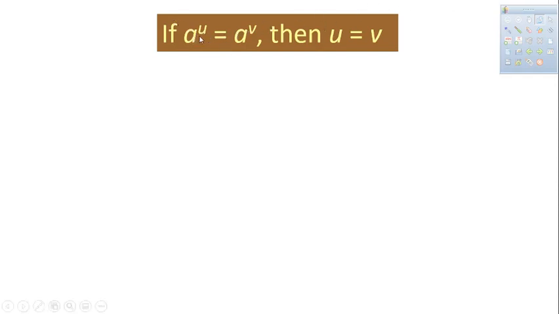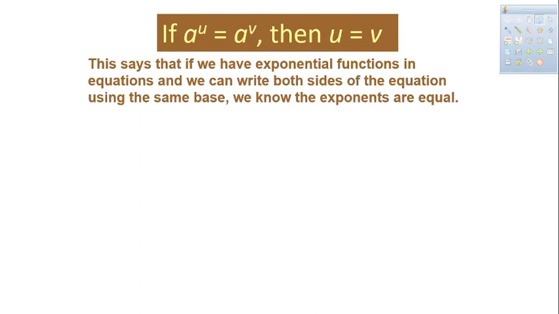If a to the u is equal to a to the v, then it's because u and v are the same. If you get the same output, it's because you plug in the same input. That's a one-to-one property. How does that work for us? That allows us to solve certain exponential equations. Here's an example. 2 to the 3x minus 4 equals 8. I want to figure out what x is.